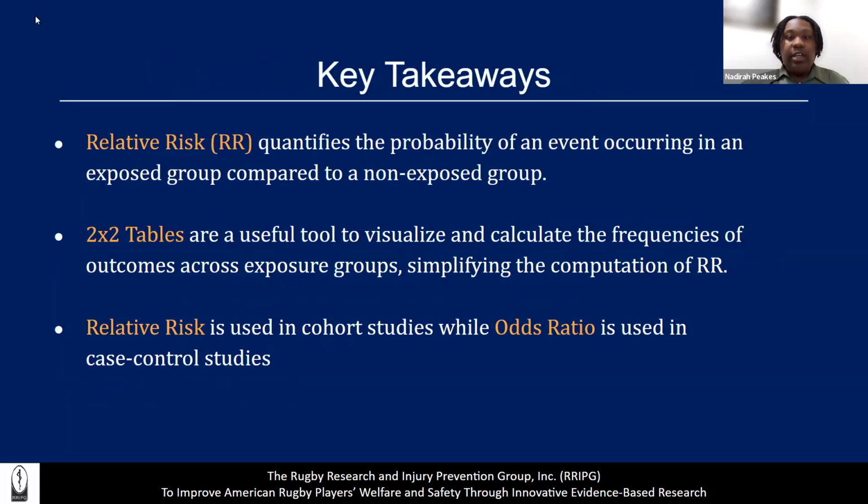So here are some of the key takeaways that we can find from relative risks. We know that it quantifies the probability of an event occurring in an exposed group compared to a non-exposed group. 2x2 tables are a useful tool to visualize and calculate the frequencies of outcomes across exposure groups, simplifying the computation of relative risks. Relative risk is used in cohort studies, while odds ratio is used in case control studies.